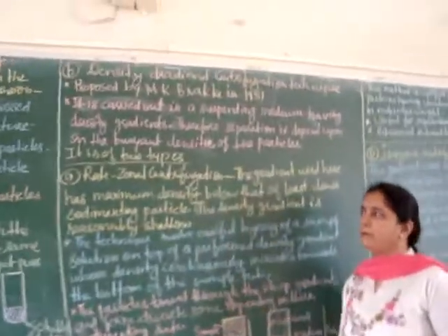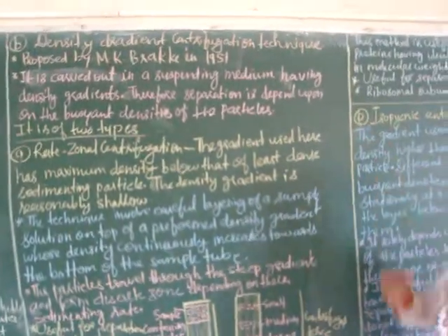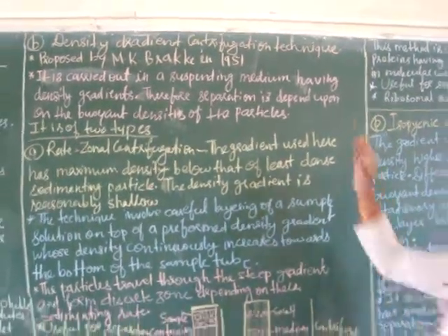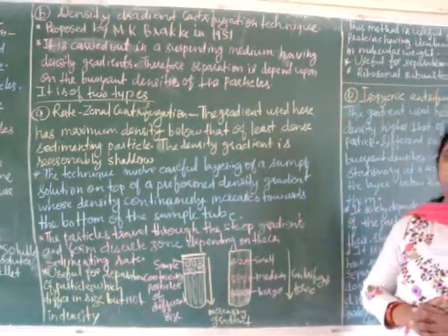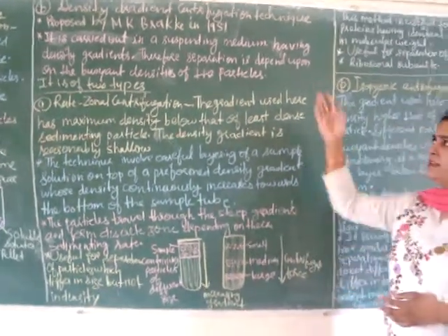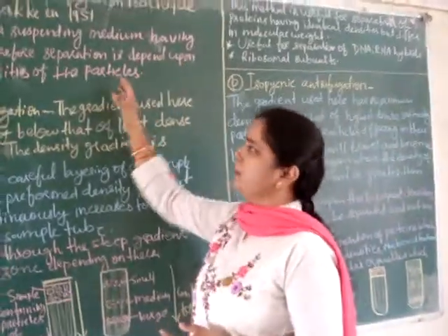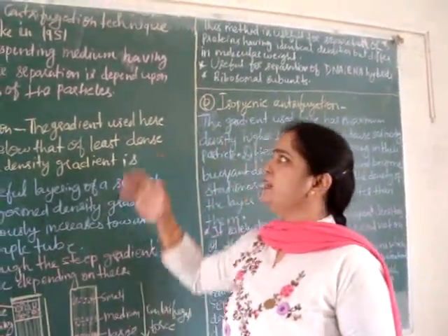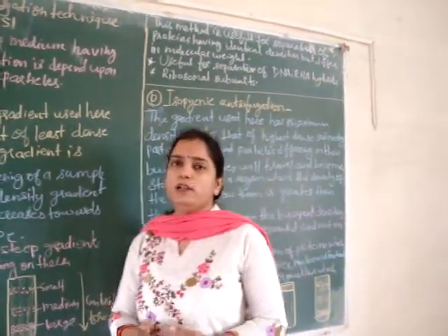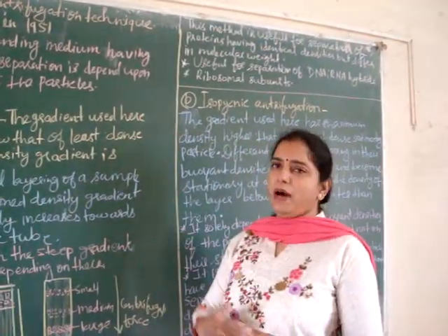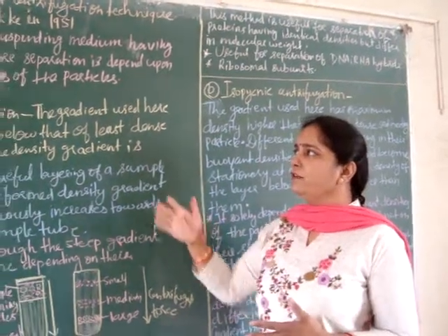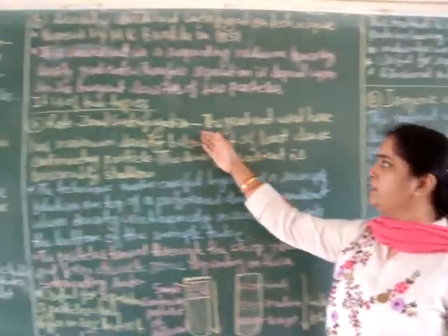Now the second method of preparative centrifugation is the density gradient centrifugation technique, proposed by Anderson and Brakke in 1951. It is carried out, as the name suggests, in a suspension medium having density gradients, and therefore separation is dependent on the buoyant density of the particles. Now it is of two types: the rate zonal centrifugation technique.